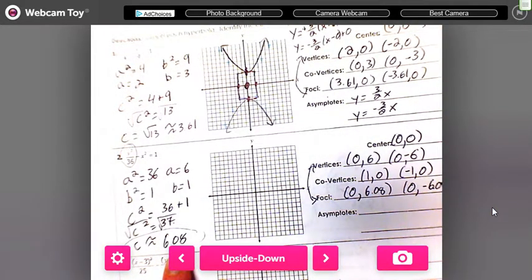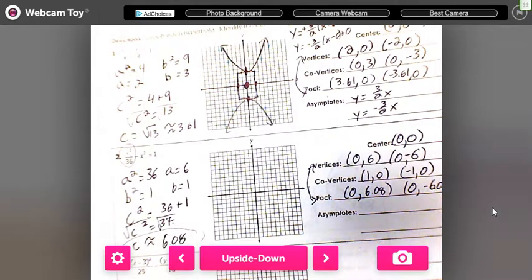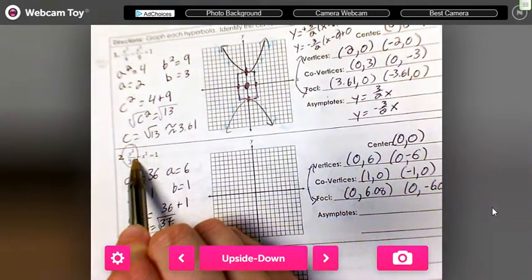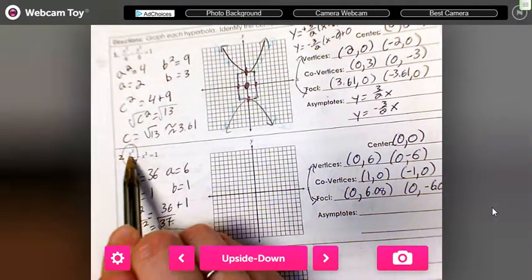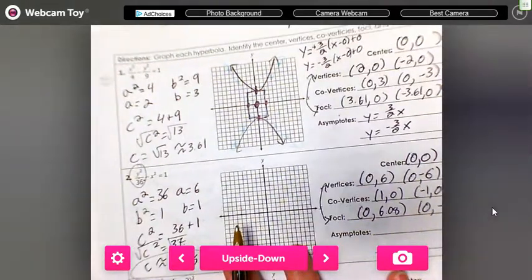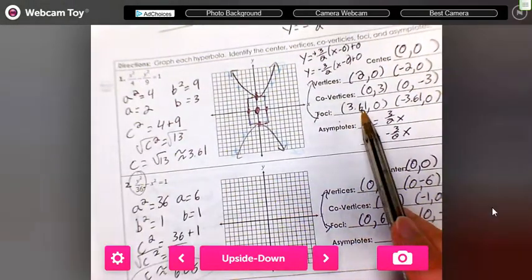So the y value gets changed to a foci? If the y squared is listed first. See, for the other one, x squared is listed first, so it changes the x.